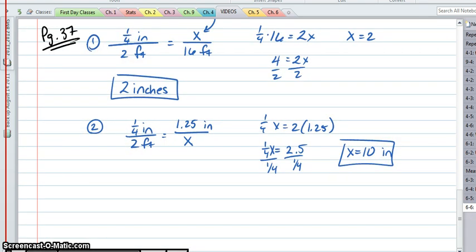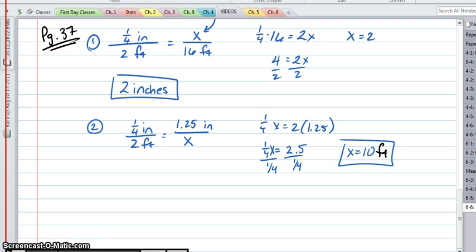Okay, so let me just go ahead and read off the answers. Number 3 is 2.5 inches. Number 4 is 24 feet. Number 5 is 12 feet. Number 6 is 6 inches. Number 7 is 32 feet. Number 8 is 104 feet. Number 9 is 7 inches. And number 10 is 14 feet. I just noticed that I wrote 10 inches before when I needed to write feet. So please make sure that for number 2 you actually wrote 10 feet and not 10 inches.